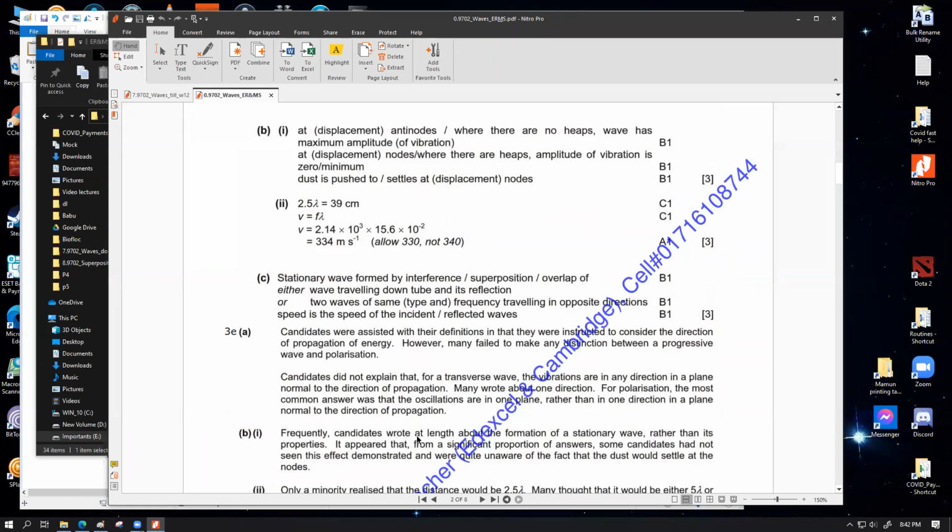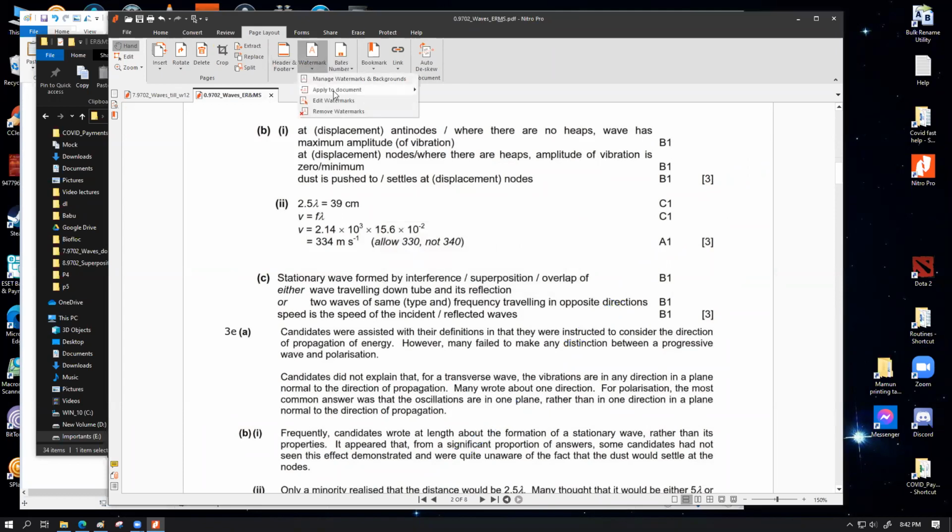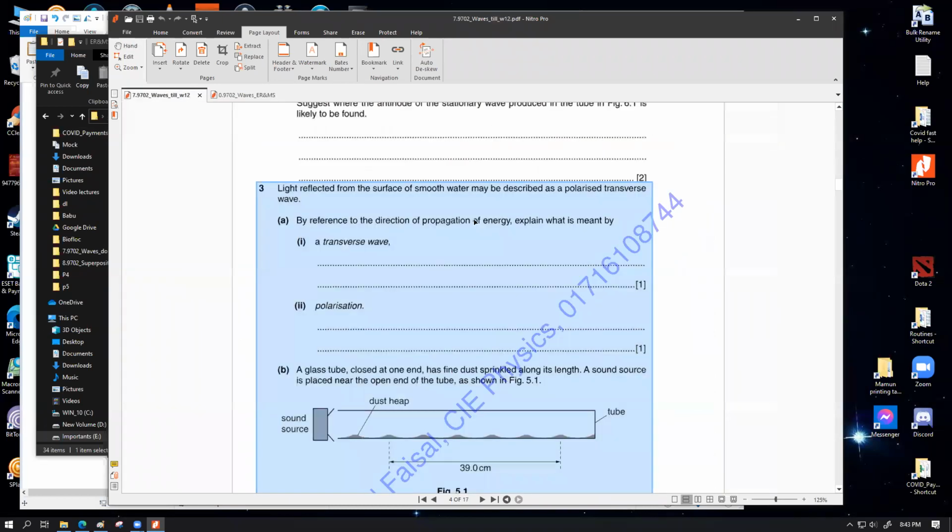Frequently, the candidates wrote about the length of... this is actually a very dark mark scheme. Frequently, candidates wrote at length about the formation of a stationary wave rather than its properties. It appeared from a significant portion of answers that some candidates had not seen this effect demonstrated and were quite unaware of the fact that the dust would settle at nodes. Anyway, so yeah, works for me.